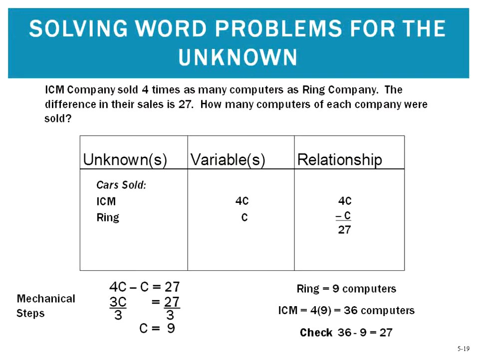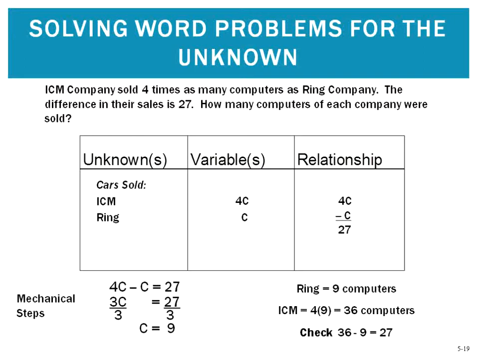27 divided by 3 is 9. Okay, so what does C mean again? C equals 9. What does that mean? That means Ring Company sold 9 computers, right? C is equal to 9. And ICM sold 4 times of that. So they sold 4 times 9, which is 36. So now you want to check the answer. Is 36 minus 9 equal to 27? Yes, it is. That means you got the answer right. That means now you know how many computers of each company were sold. Ring Company, 9 computers. ICM, 36 computers.